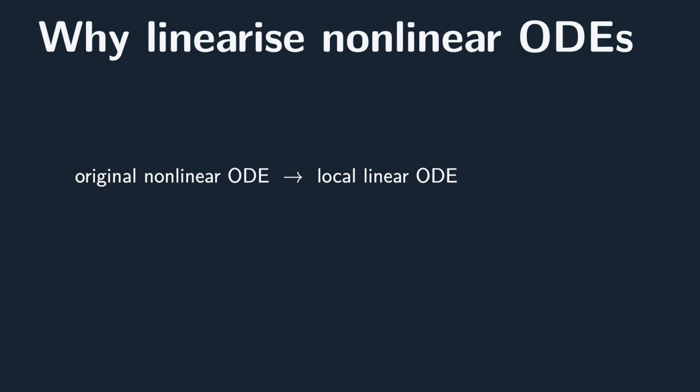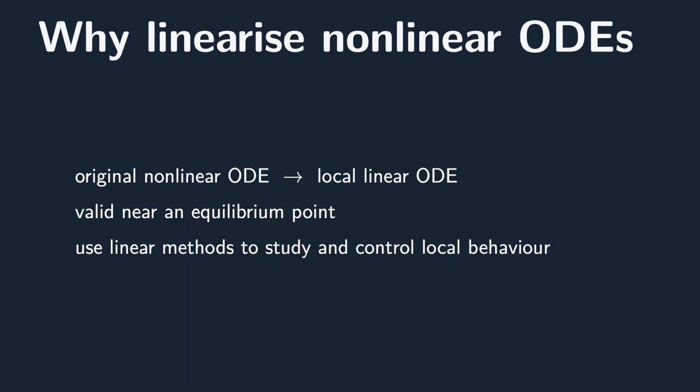The linearized ODE is not a replacement for the full model everywhere. It is local, which means it is only intended to describe behavior close to the equilibrium point. This is useful because linear ODEs are easier to analyze, and they prepare the ground for linear control methods. Once we have a local linear ODE, we can study how small deviations from equilibrium behave over time.